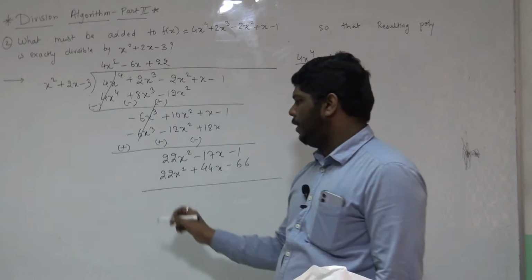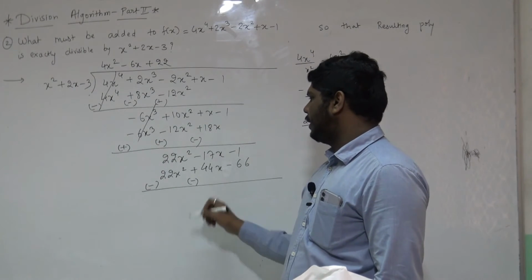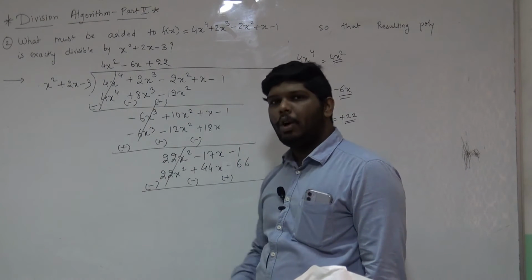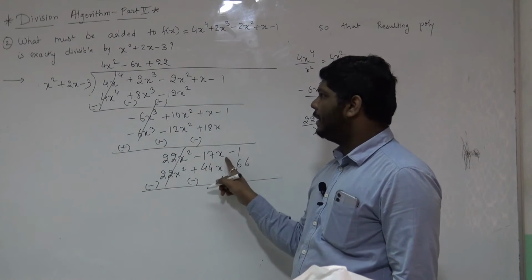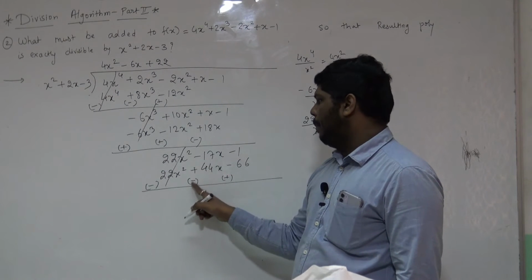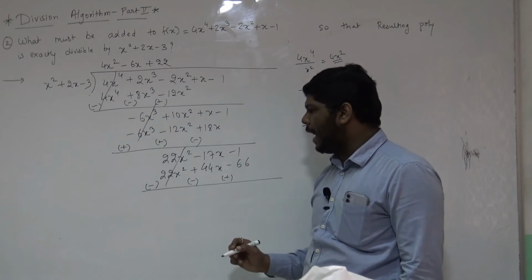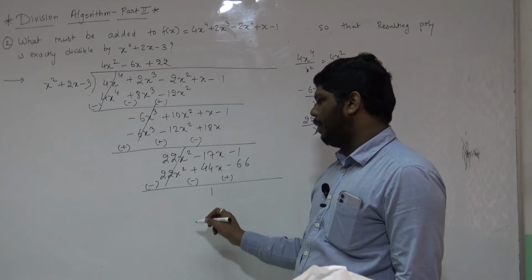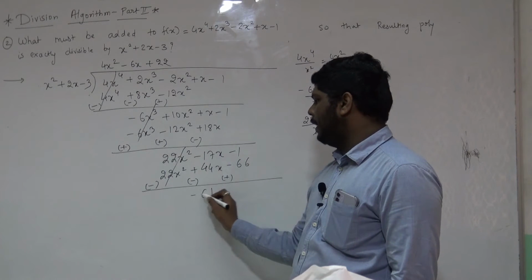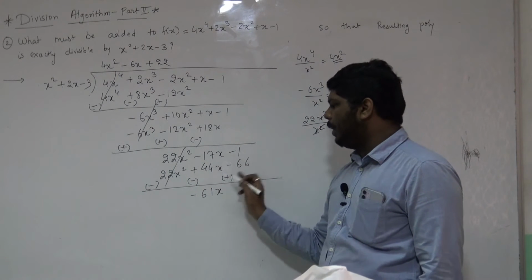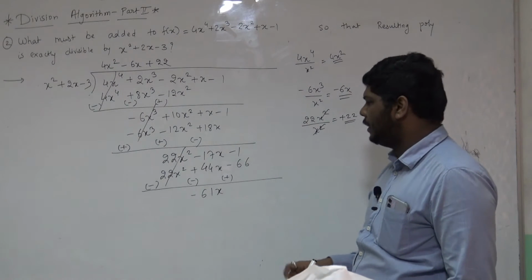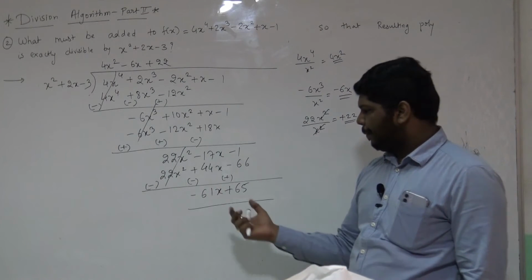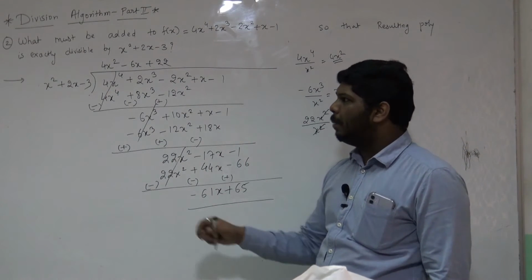Again there will be change of sign. So minus, minus, and this will be plus. So 22 minus 22 is gone again. Here you can see we have minus 17x and here we have minus 44x. So both the numbers will be added here. 7 plus 4 will be 11, and this will give you minus 61x. And here minus 1 plus 66 will be plus 65. So I can write here 65. Now at this step you can understand that the degree of the remainder is less as compared to the degree of the divisor.